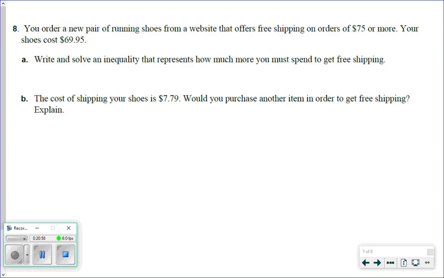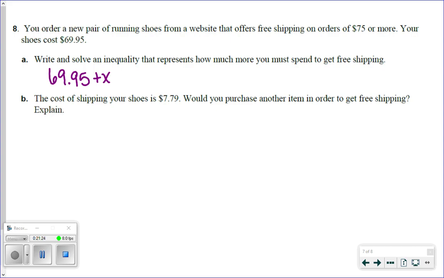Your shoes cost $69.95. So we want to write and solve an inequality that represents how much more you can spend to get that free shipping. Okay, so really similar to the last problem, we're already spending $69.95 on the shoes. And we want to know how much more can we spend with that, but still get the free shipping. So the free shipping happens on $75 or more.